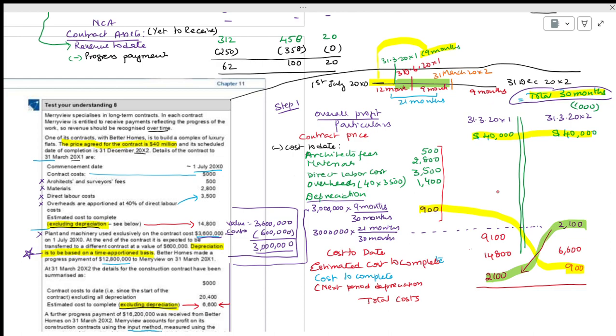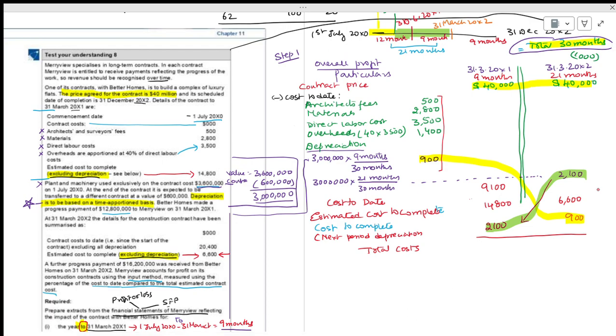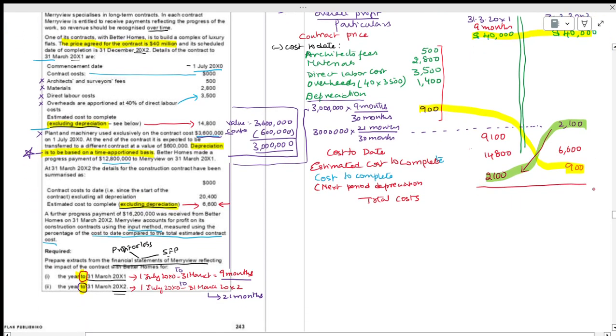First case is for 9 months. Second case is for 21 months. This has to be very, very clear. Now, till now you have the architect fees. These are the things we have done. How much is the cost to date? Cost to date is 9,100. Are you clear about this?